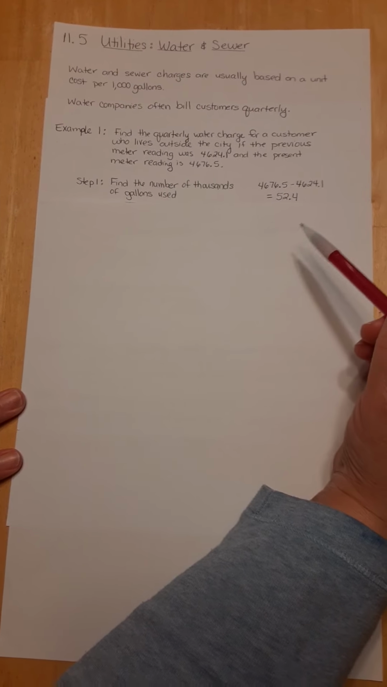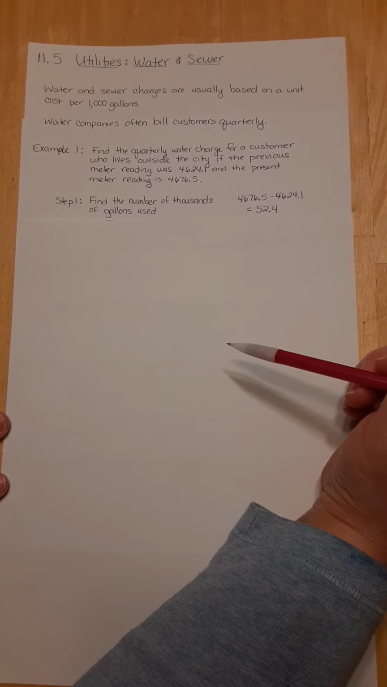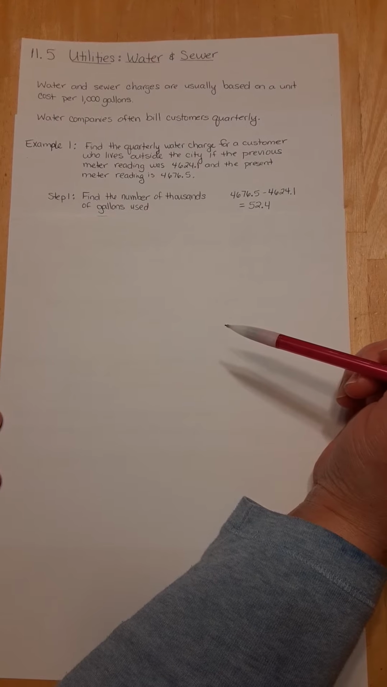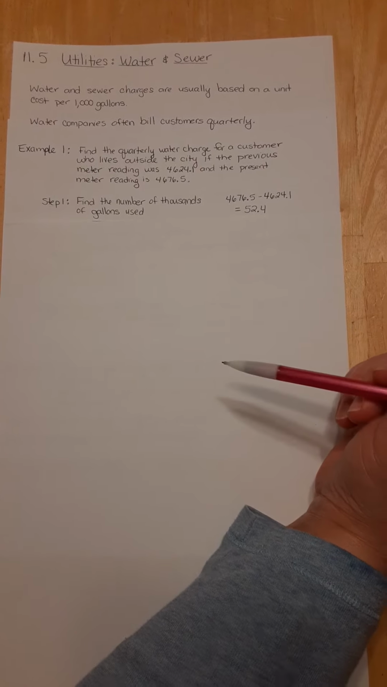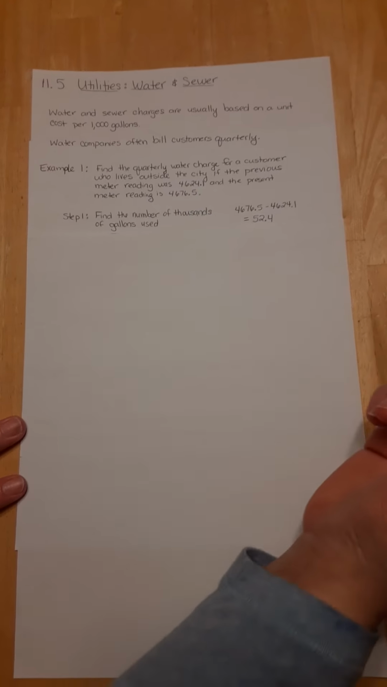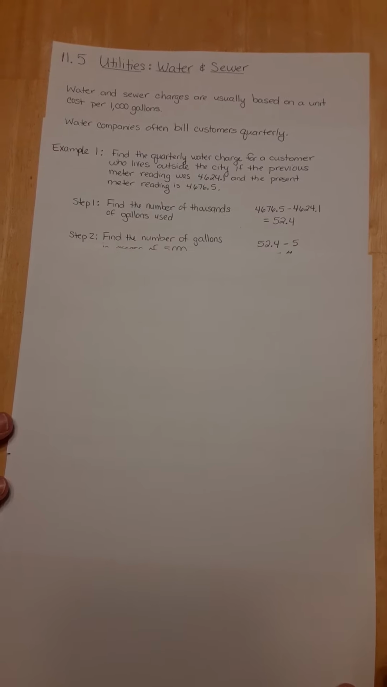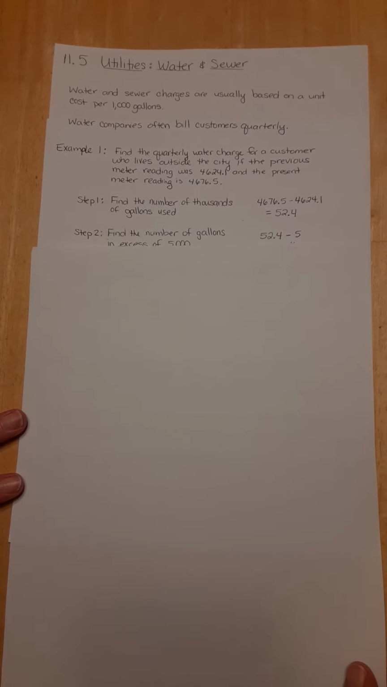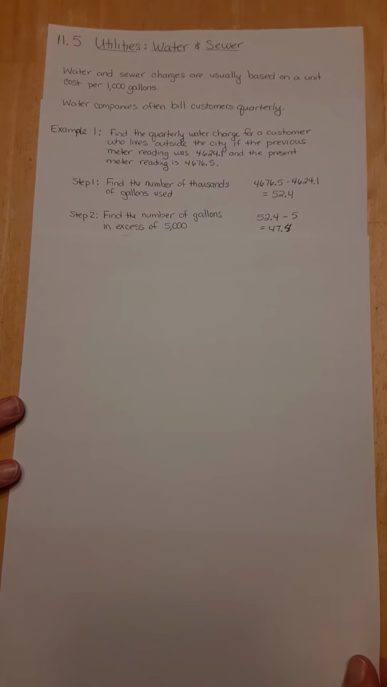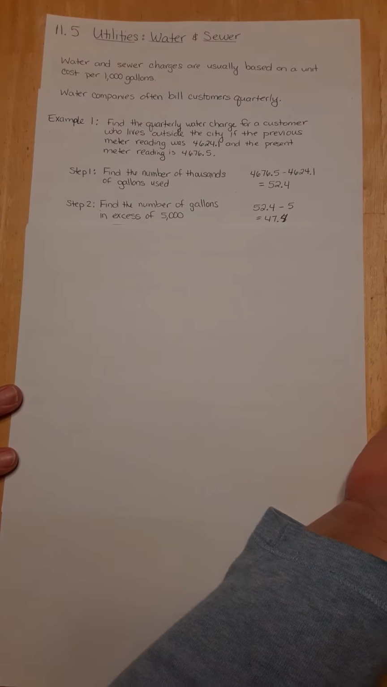Okay, so now that we know how much we've used, we've got to look at our chart. And our chart says, table 11.4, that our first 5,000 gallons or less has a certain rate. Anything above 5,000, we will be charged at a different rate. So we are obviously over the 5,000 gallons, so we've got to see how much over we are. So we're going to take that 52.4, which is thousands, and we're going to subtract the 5 from it. And that's going to tell us that we're 47.4 thousand gallons over.